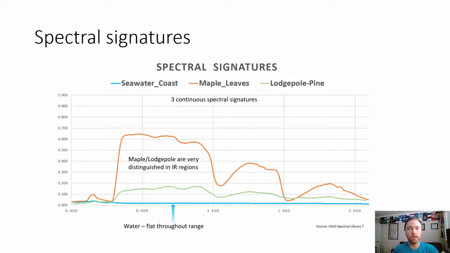So here's the collection of those 3 spectral signatures one more time. You can see that seawater remains flat throughout the entire range from 400 nanometers, or 0.4 micrometers, up to 2.4 micrometers. So it remains the same. Maple leaves tend to have a higher signature value in that range between 0.5 to 1.4 micrometers, and lodgepole pines tend to be a fairly low value from around 0.9 to 1.9.